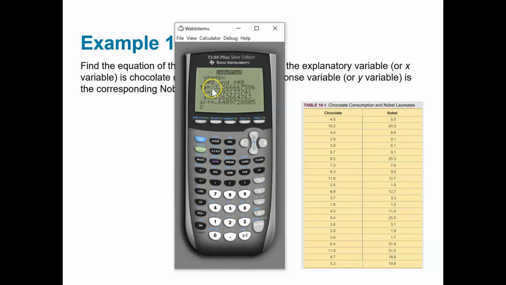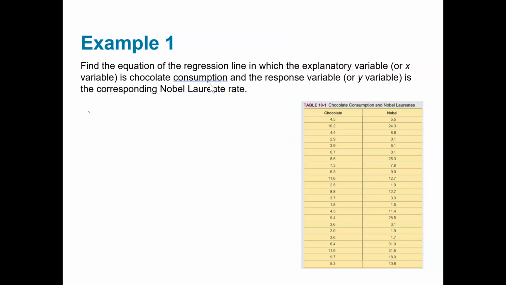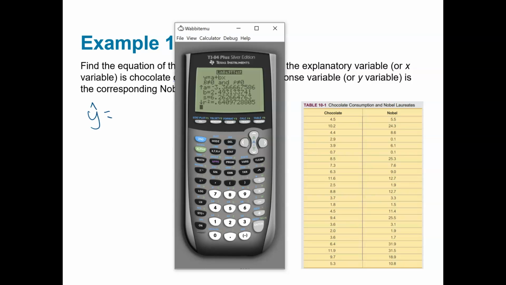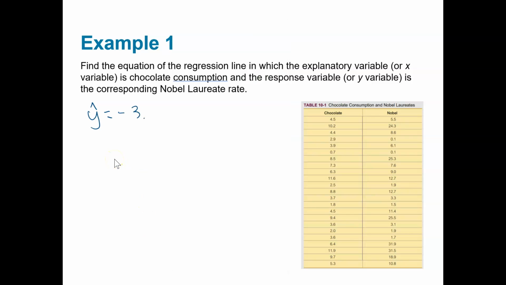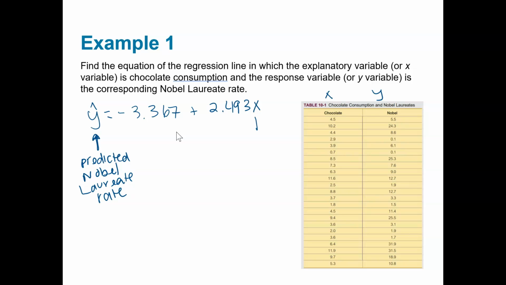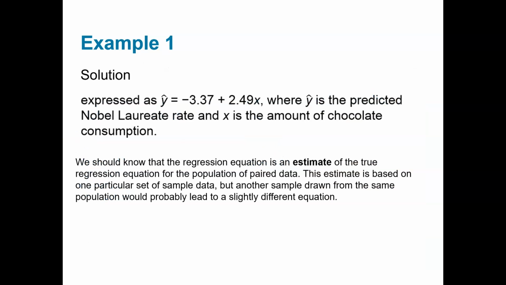See how that says y equals a plus bx? So y hat equals our a, which is negative 3.367, plus our b, 2.493. And don't forget your x. This y hat is the predicted Nobel laureate rate, because that was our y, and the x is the amount of chocolate. So that is how you find the equation.